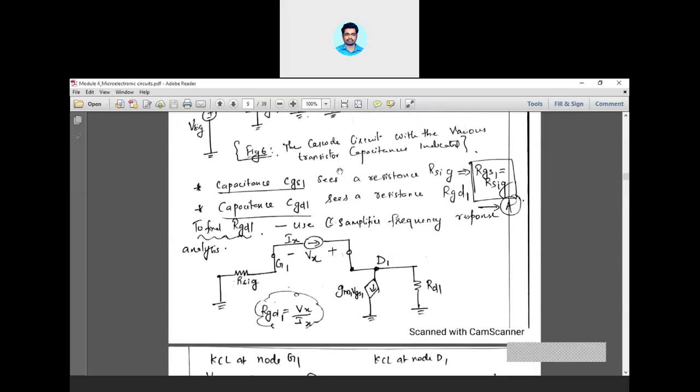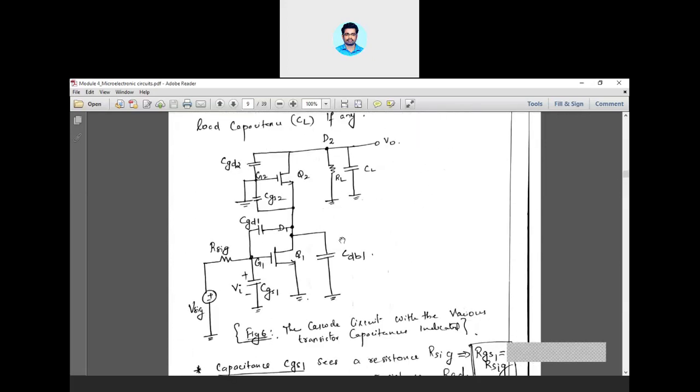Now, till now we have finished four capacitances, isn't it? CGS1 we have taken, CGD1 also we have taken, and again we have taken CGS2 and CDB1 together. Now the left-out ones are CL and CGD2. Again these two will be parallel. How will these two be parallel? One end of CL is at the drain. Here one end of CGD2 is also at the drain, isn't it?